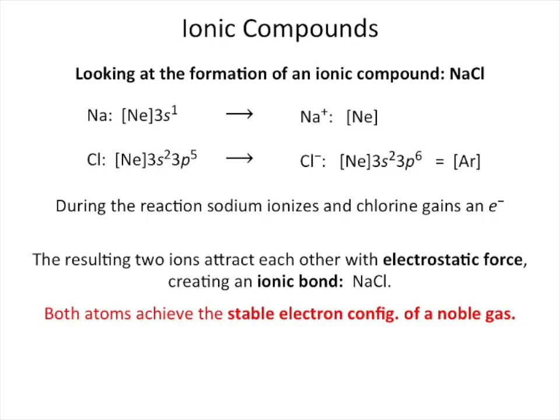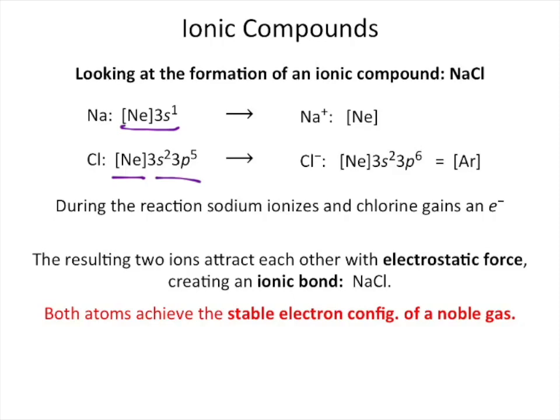So we'll use sodium chloride as our example again. When you make a reaction that forms sodium chloride, say you take sodium metal, and here's the electron configuration of sodium metal. There's the stable electron configuration of neon, and then 1 electron in the 3s. And then chlorine has the electron configuration of neon, 2 in the 3s, and then 5 in the 3p.